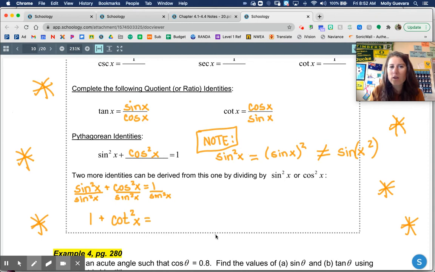And then 1 over sine, I can kind of squeeze it in right here, right? 1 over sine of x was cosecant. So 1 over sine squared would be cosecant squared of x. So there's another identity.